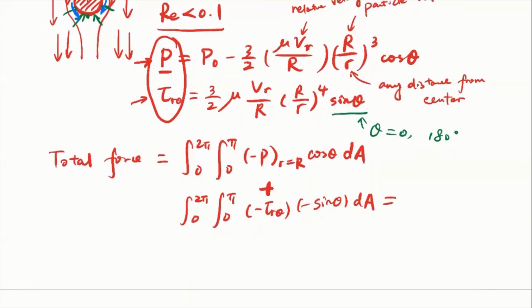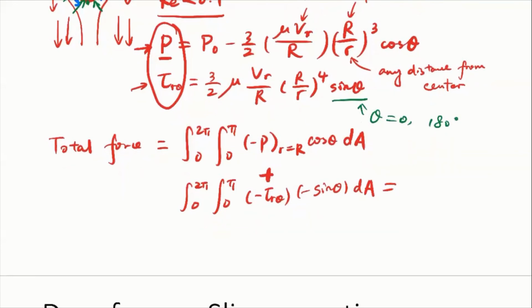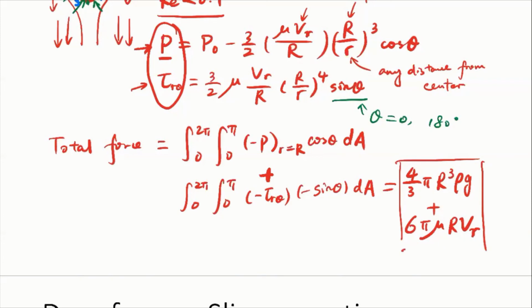So what people find out is that the total force is equal to 4/3 pi r to the third rho g plus 6 pi mu r v, v_r. Okay, so this is the final form. So let's just look at these two terms.